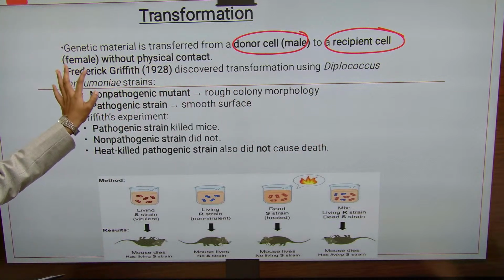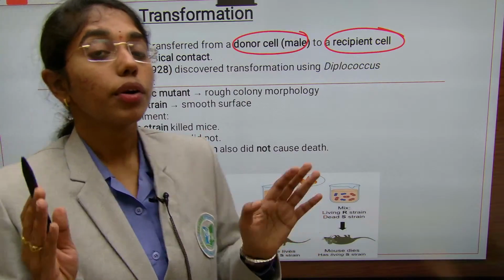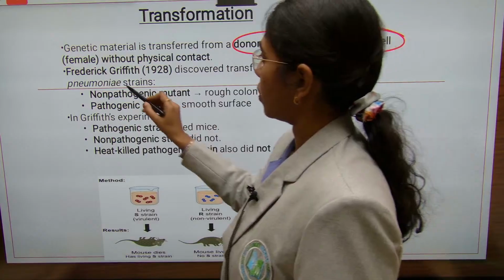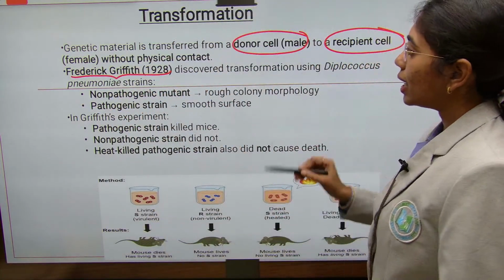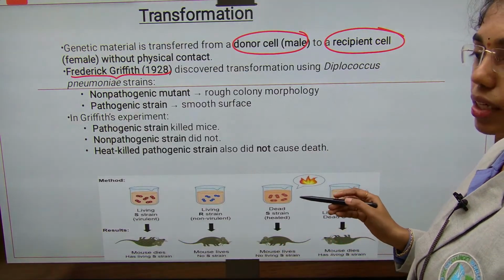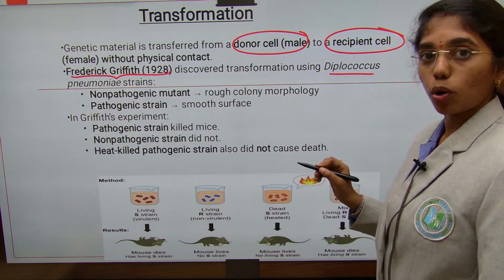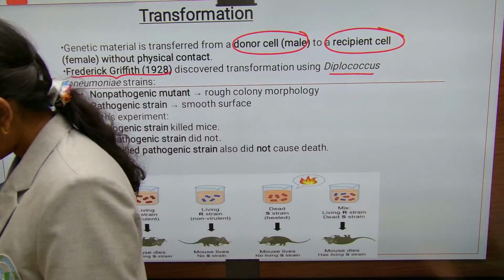Who has given out this transformation principle? The transforming principle was given by Frederick Griffith in the year 1928. He discovered transformation using which model organism? The model organism is Diplococcus pneumoniae, or Streptococcus pneumoniae.